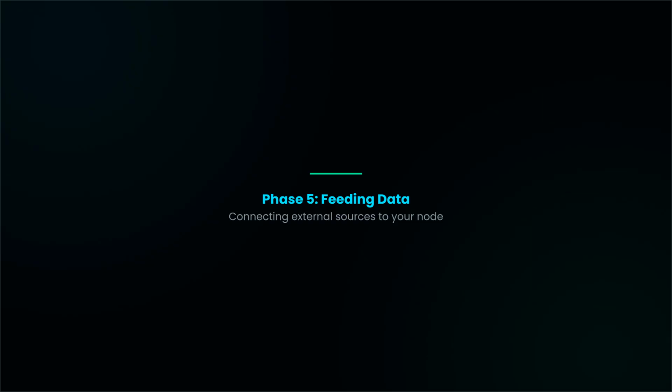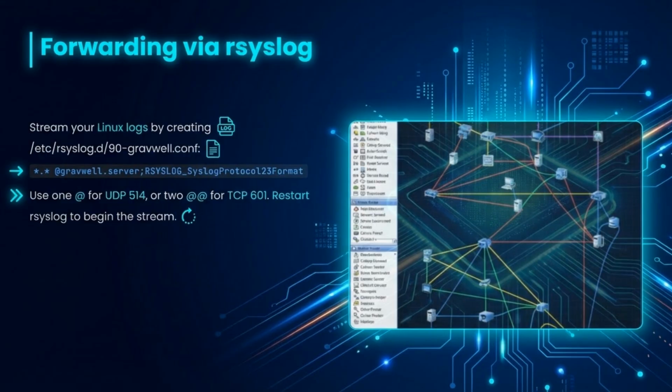Phase 5, Feeding Data, details how to connect external sources to your Gravwell node. To forward logs via rsyslog, create /etc/rsyslog.d/90-gravwell.conf. Use *.* @ for UDP or *.* @@ for TCP to stream your Linux logs, then restart rsyslog.